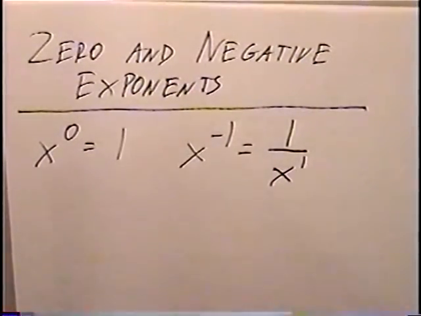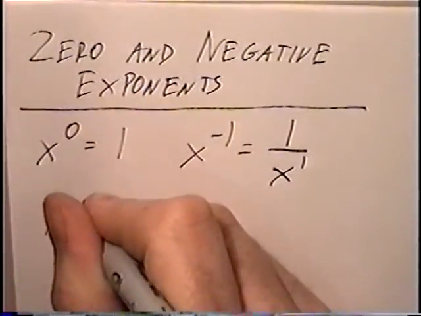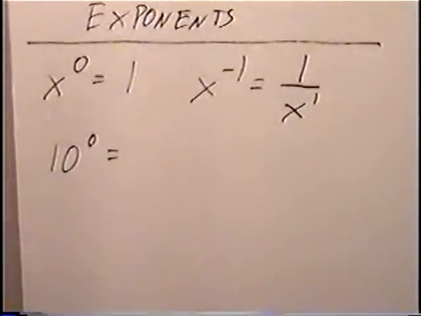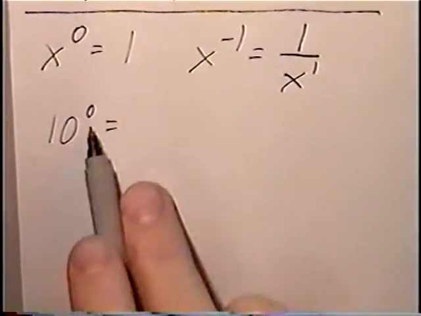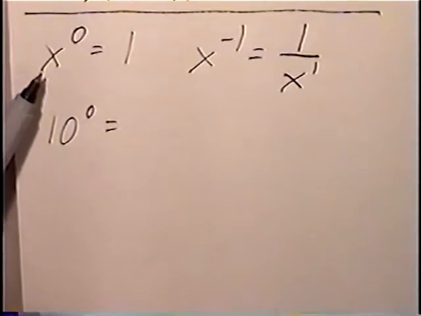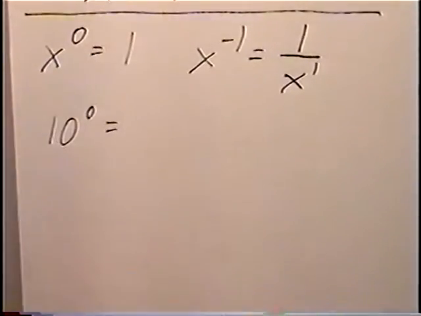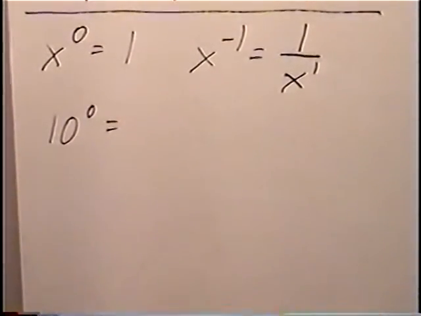First question for the section, 10 to the 0 power. Looking back at the definition, any number, any variable to the 0 power equals 1. So 10 to the 0 power would equal 1.